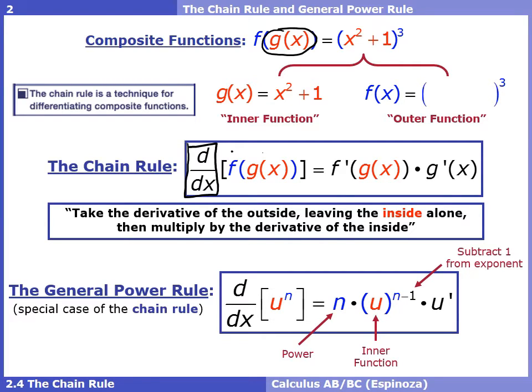So that's what we've learned up until now. We know how to do the regular power rule, so this is the exact same process until you get to this last step. In this last step, we have to multiply by the derivative of the inner function. And that completes the general power rule, which again is just a special case of the chain rule. So both of these versions we're going to use.